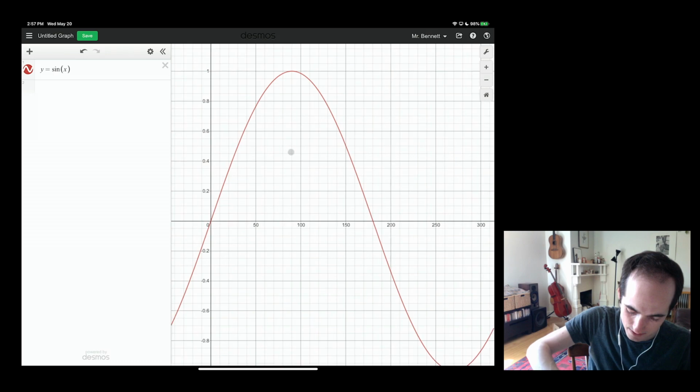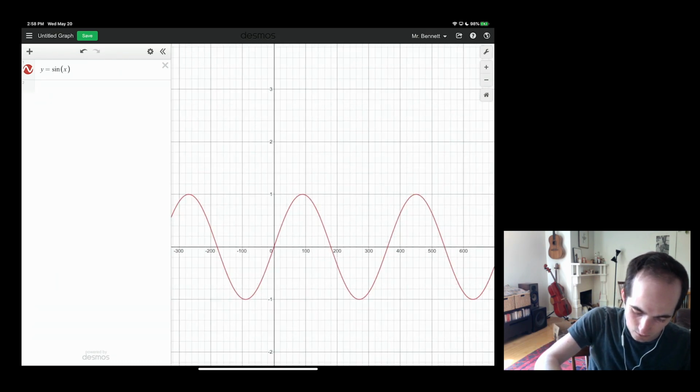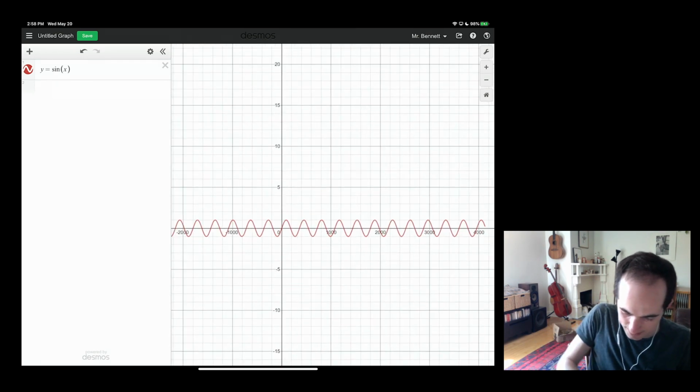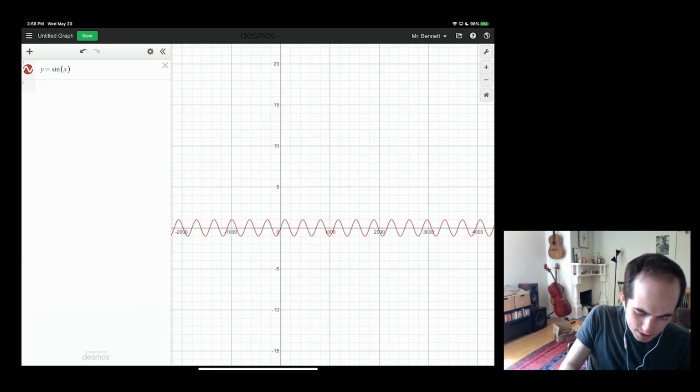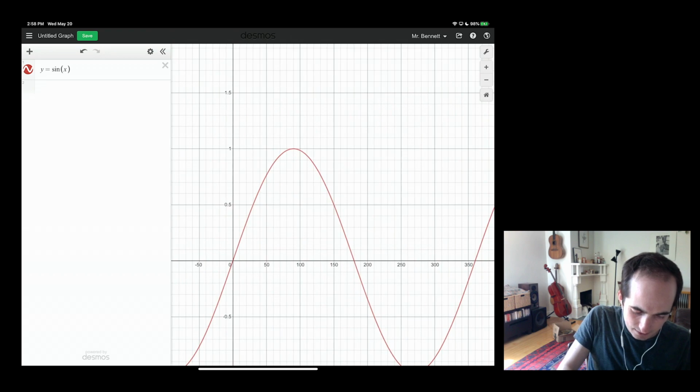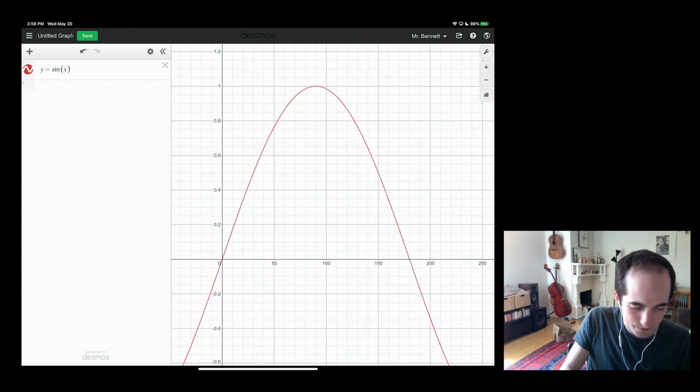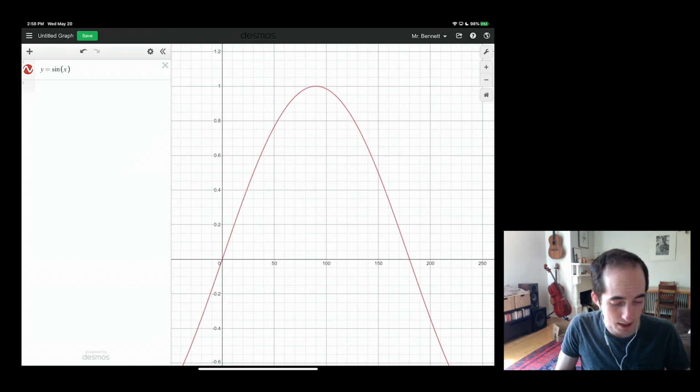And you might say, okay, well maybe if we just keep going. Well, look at this graph. It's very predictable, right? This graph isn't going anywhere. So the largest value that you can get out of sine of x is 1. You won't get any number bigger than that.